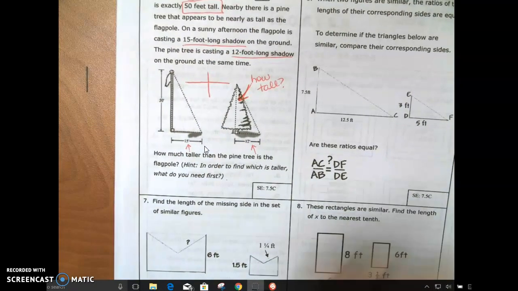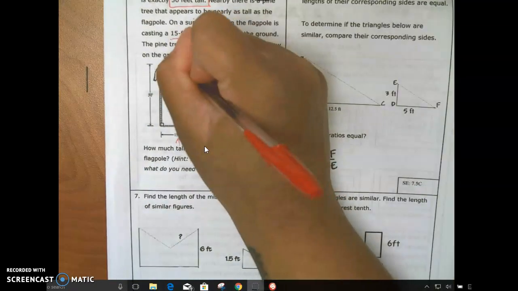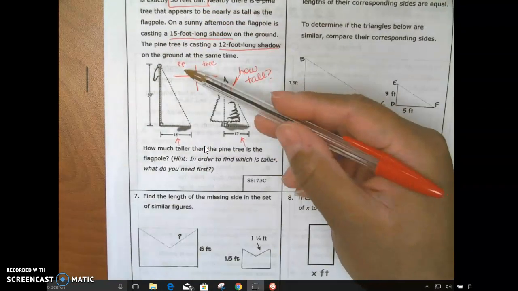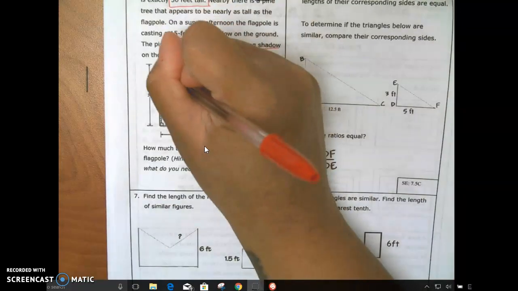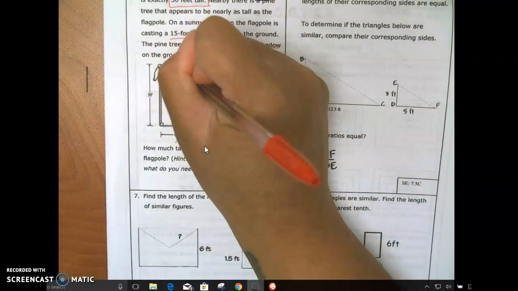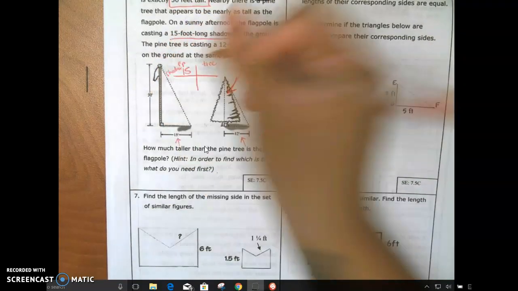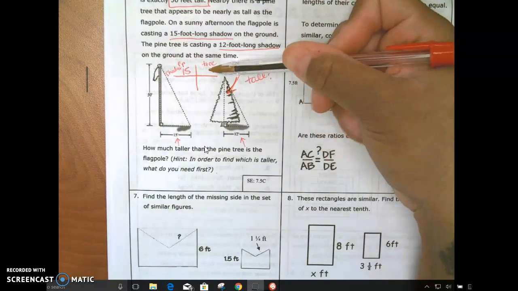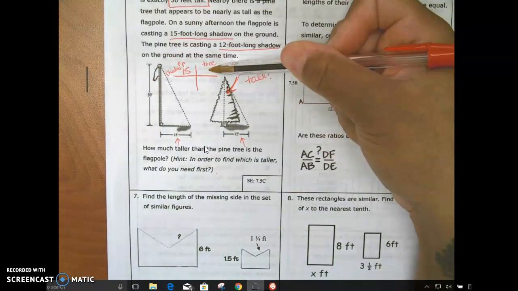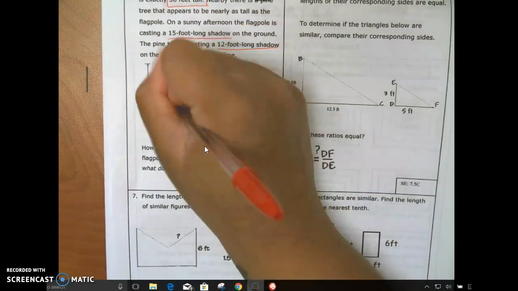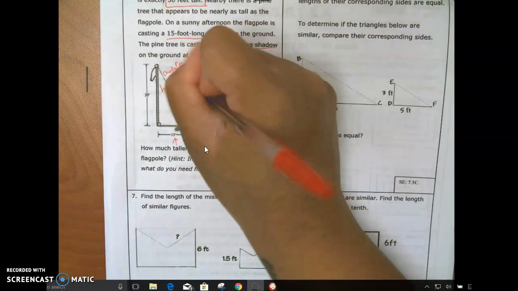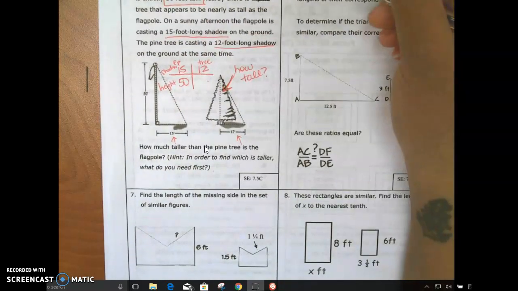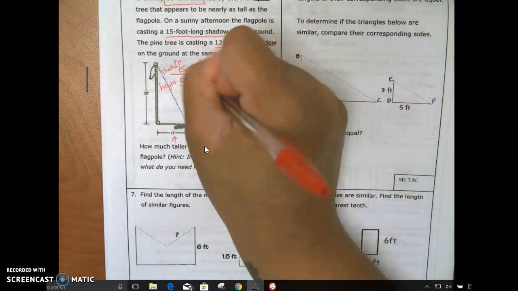Proportion. Okay, I can do flagpole and I can do tree. What heights of the flagpole do I know, or what measurements? All right, so the shadow is 15 feet. What's the shadow over here for the tree? 12. And then the height of the flagpole is what? 50. And then what's the height of the tree? X, because I don't know it.